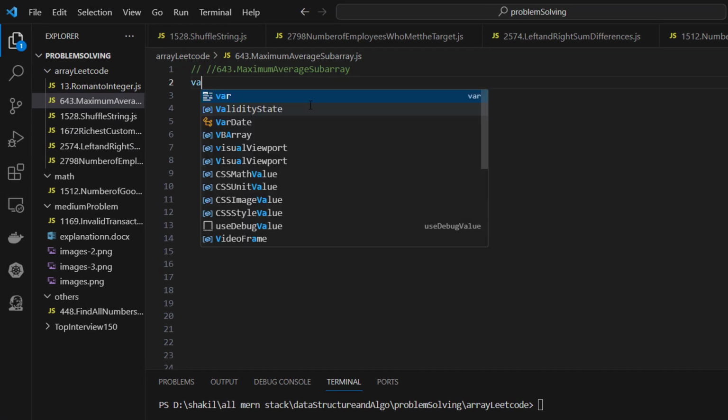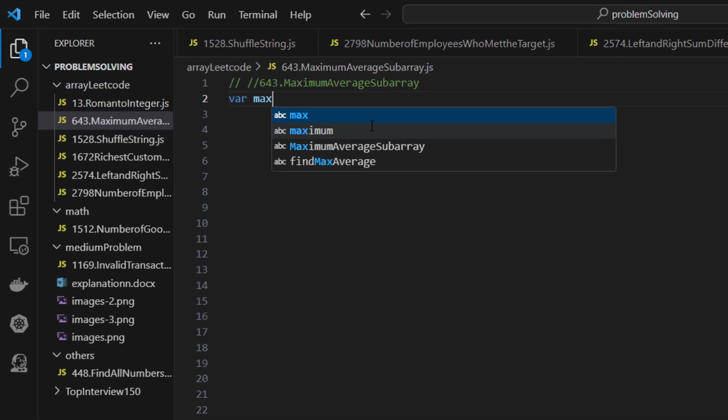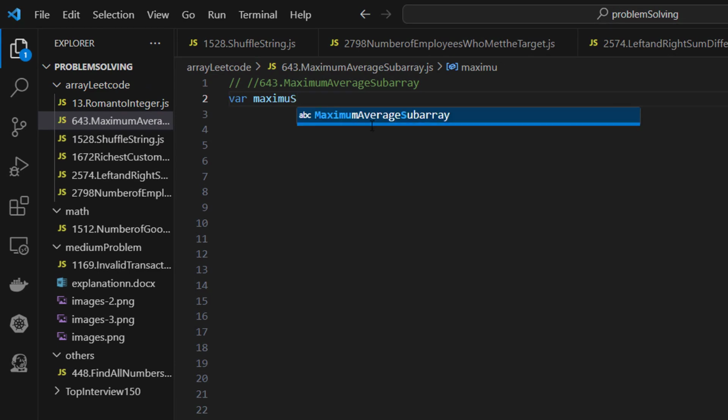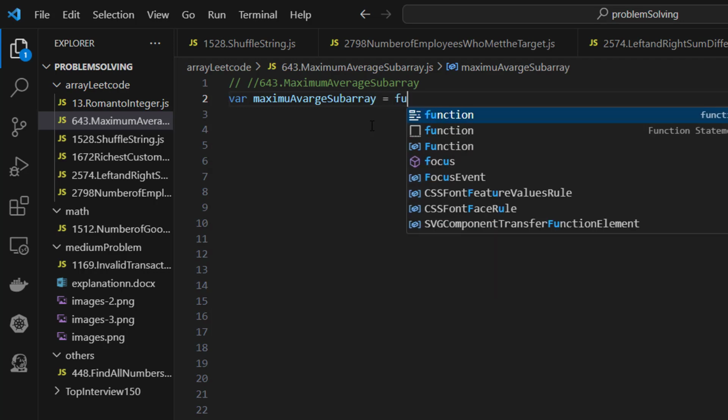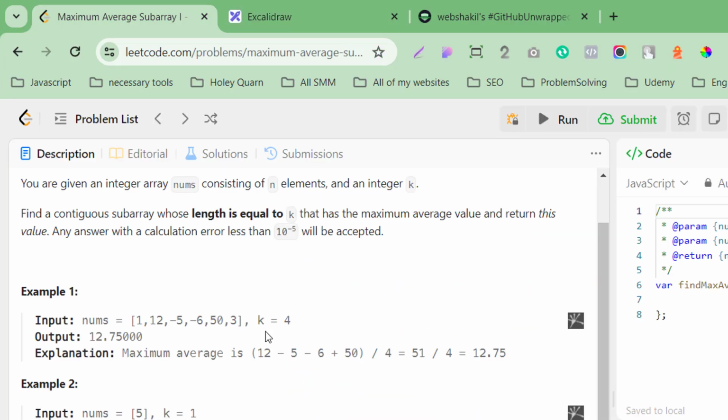So var maximum average subarray equal to function, and it should take two parameters, nums and k. I have taken the parameters from this problem. You see there are two parameters, nums and k.